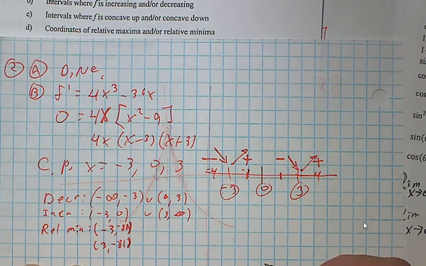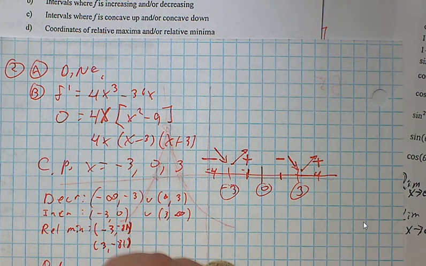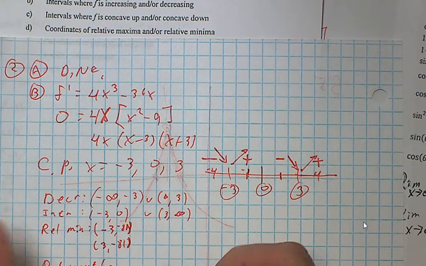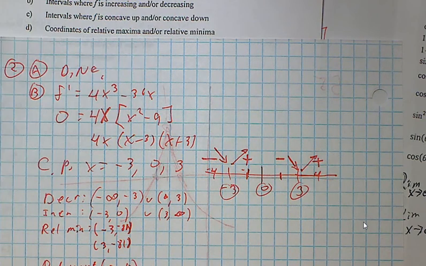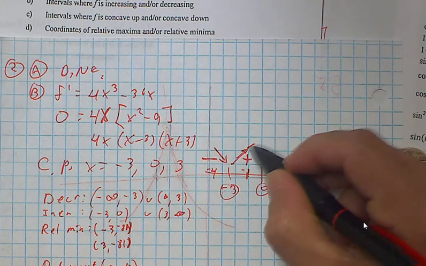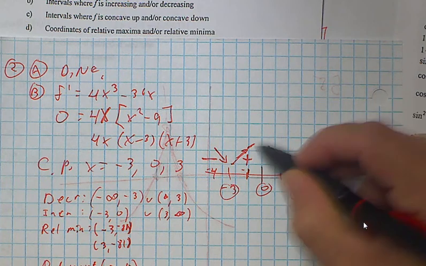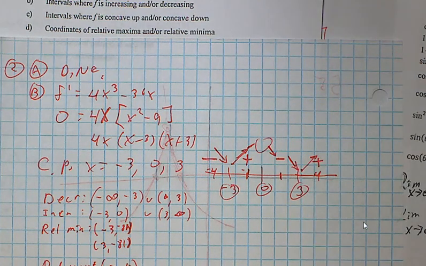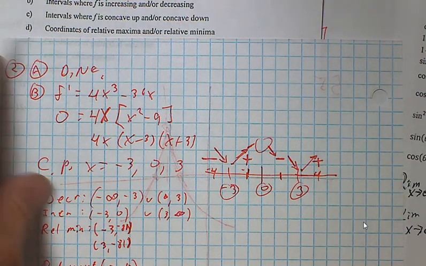Your relative max. It's gonna be at what point? 0, 0. Relative max at 0, 0. So here's your max right here. It's coming up and then coming back down. So there's your max right there. So that's B and D. I'm not sure why those are separate, but that's B and D right there. Okay?